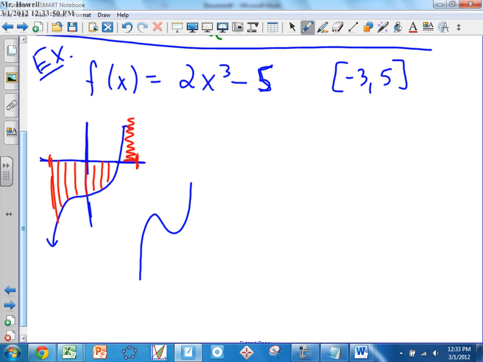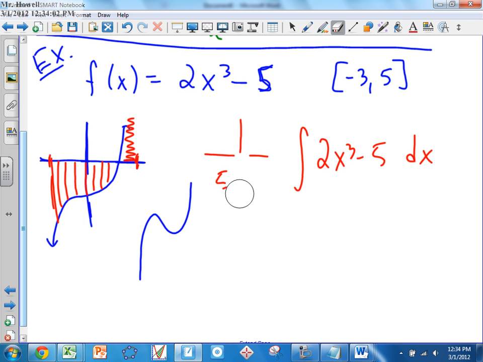Okay, so let's go ahead and take a look here. Let's say the integral, again, of f of x dx times, in the beginning, 1 over b minus a. Okay, 1 over b minus a. So here, I want to take the integral. What were my limits? From negative 3 to 5, right? Yeah. Okay, negative 3 to 5.